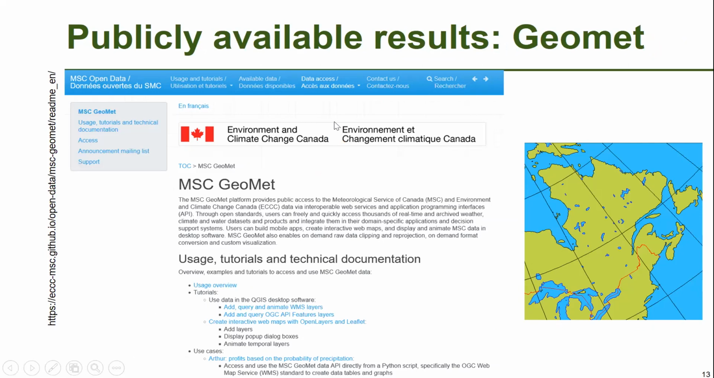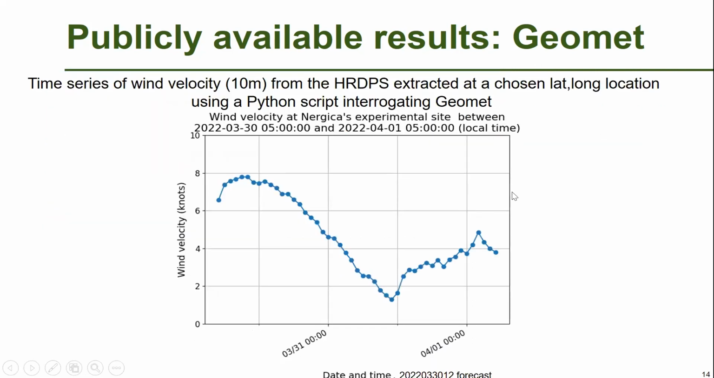Going back to the operational products from the MSC, I showed you before how to extract a temperature map from an operational model using GeoMet. Now I would like to show you how this platform can be used to extract a time series of a given variable at a specific lat-long location that I chose here as Energica's experimental site location. So in this case, I use Python to extract the wind velocity from the HRDPS at 10 meters height as a function of time of the forecast, and I plotted the result to obtain this figure.